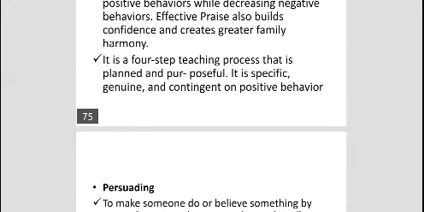So it is a four-step teaching process that is planned and purposeful. It is specific, genuine, and contingent on positive behavior.